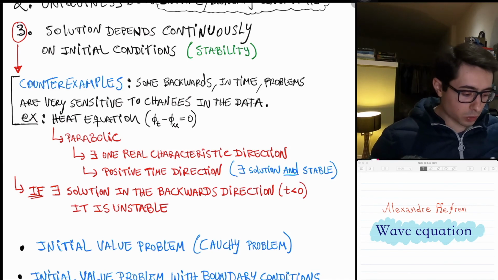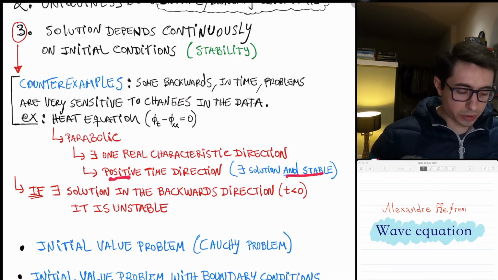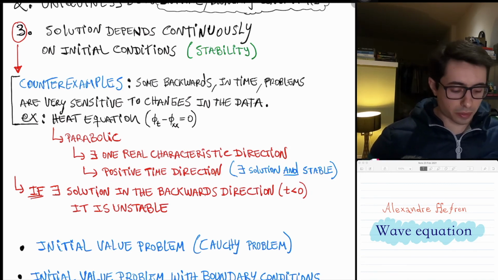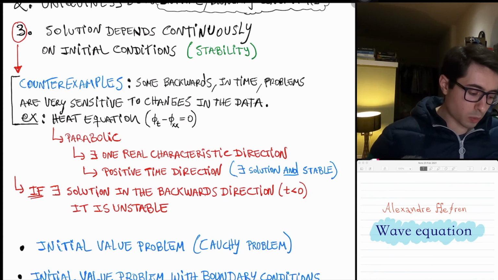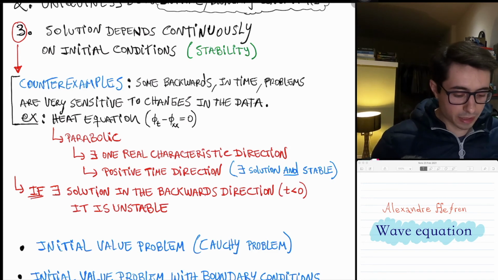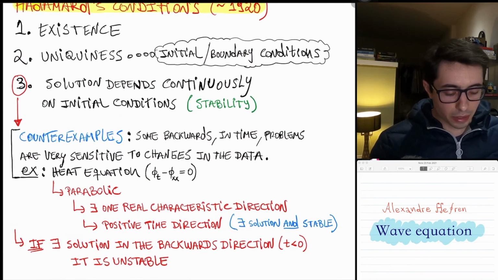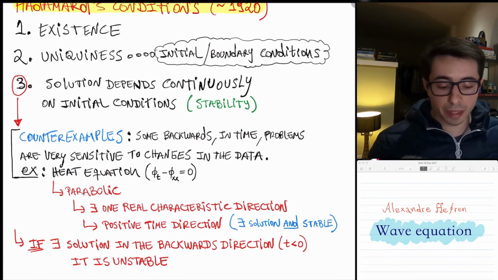We can have an existing solution, and it's stable if we're talking about the positive time direction. However, if we are talking about the negative direction, we cannot say there is a solution, but if there is a solution in the backward direction, it is unstable. So in that sense, the heat equation in the backward direction tells us that we can fail to fulfill requirement number 3 of Hadamard's well-posedness.